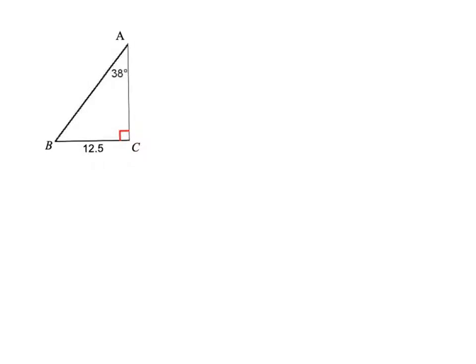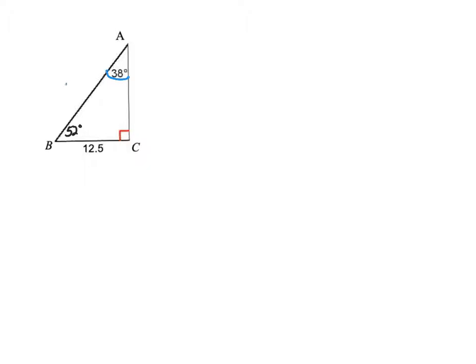This problem is asking us to find all the angles and all the sides of this right triangle. So the first thing you can do is find angle B very easily, because angle A and angle B have to add up to 90 degrees. So angle B is simply 52 degrees. To solve for the remaining sides, I'm going to use trig ratios based off this 38 degrees.